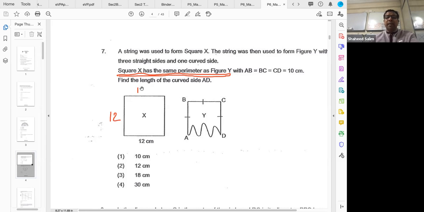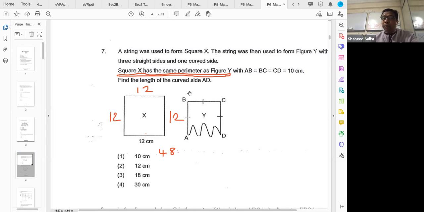The perimeter is the same. So let's calculate the perimeter. So this one is 12. This is a square now. Square means all four sides are the same. 12 times 4, 48. So the perimeter is 48. Then they say that this is the same string used. So this is also 48.